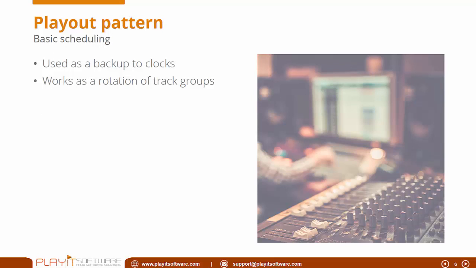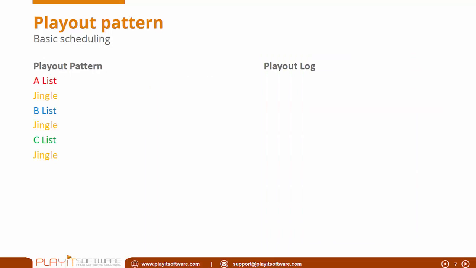The playout pattern is the most basic way for the scheduler to select tracks. If you don't have any clocks or you don't have any scheduled for a particular hour, the playout pattern will be used to schedule tracks. The playout pattern is essentially a rotating set of track groups. So in this example, we've got the playout pattern: A-list, jingle, B-list, jingle, C-list, jingle.